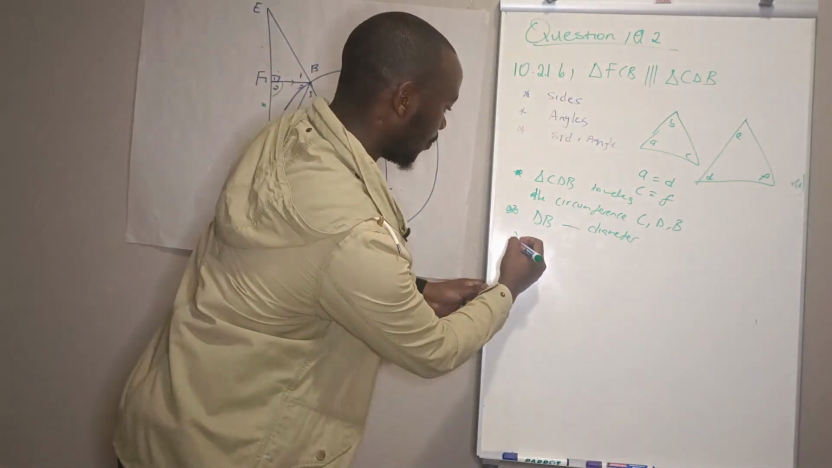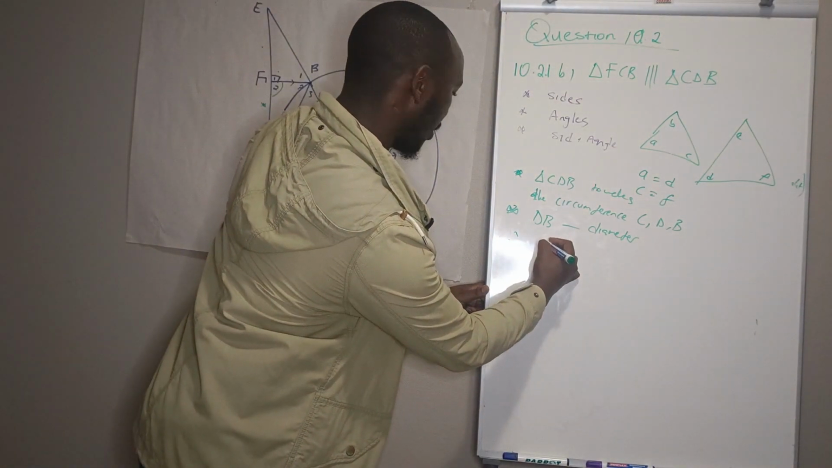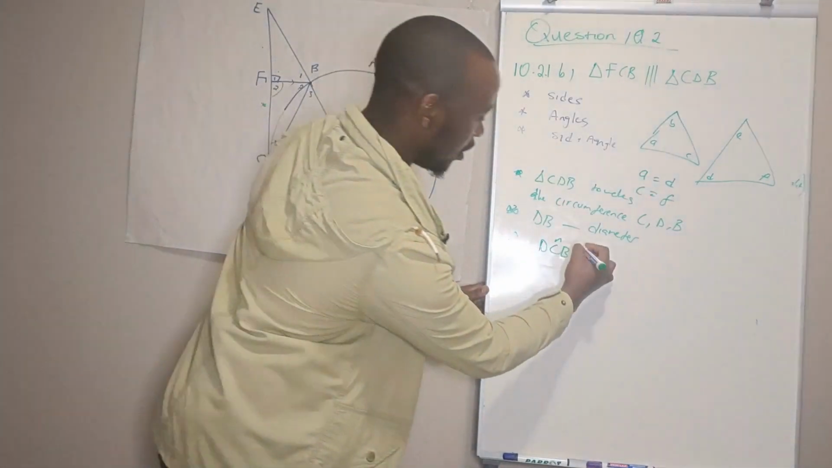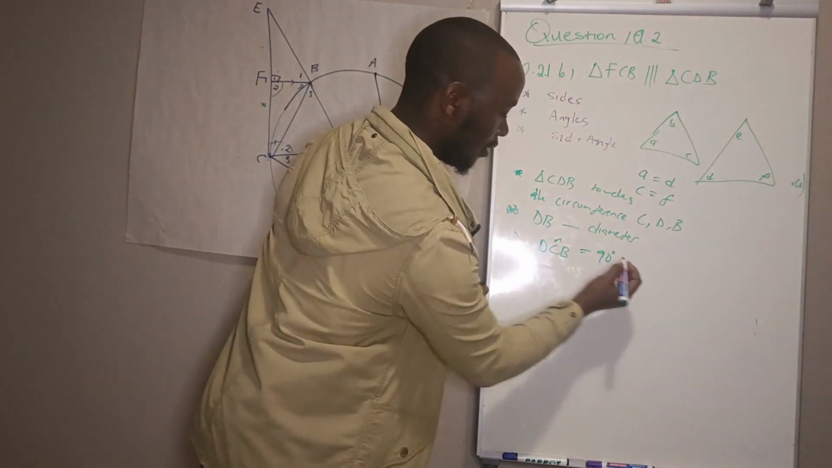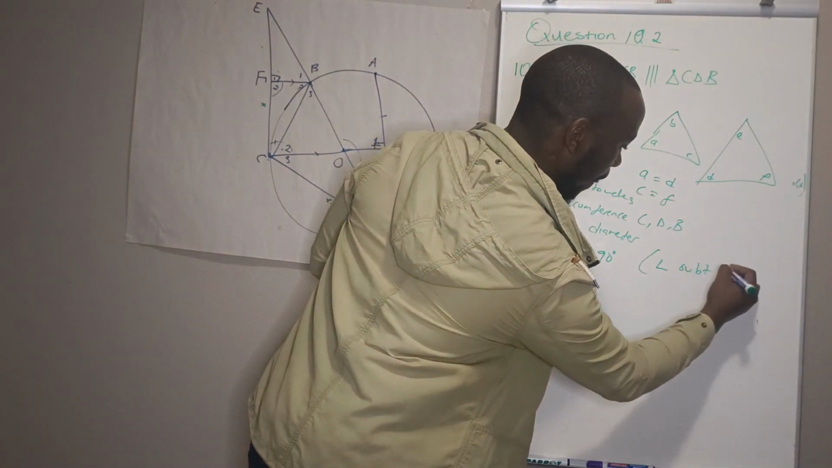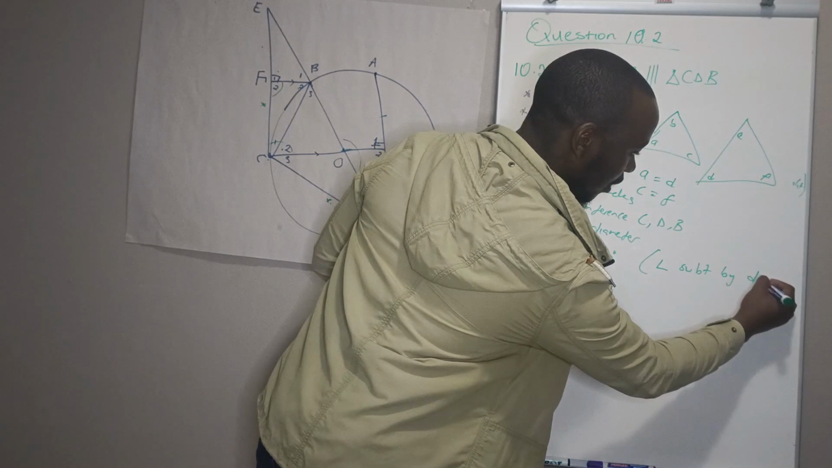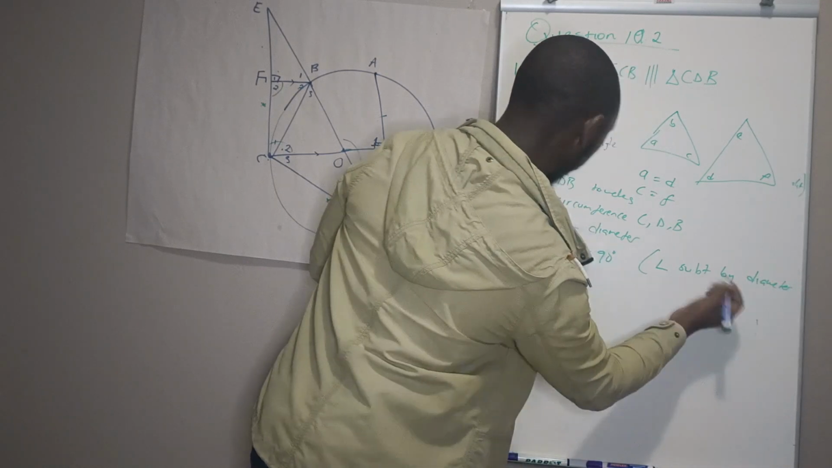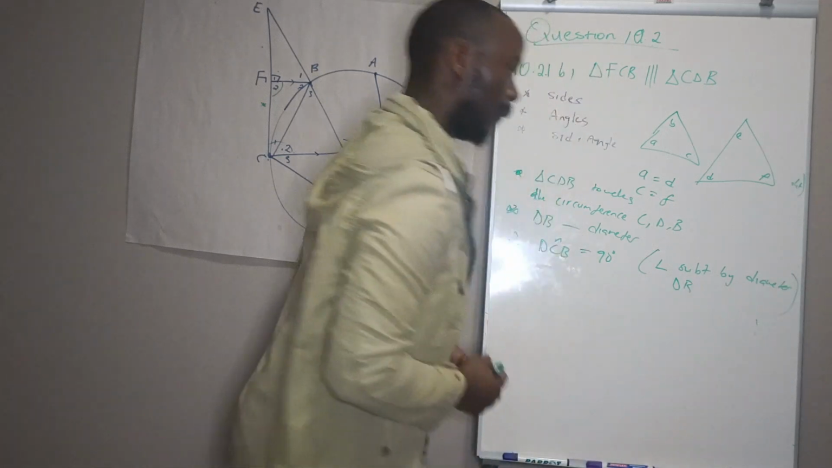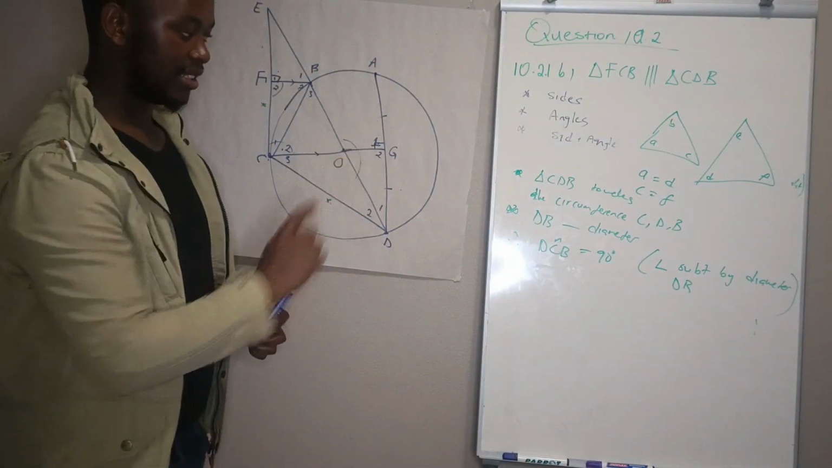So let's start. Therefore, the angle DCB should be equal to 90 degrees because it's the angle subtended by the diameter. What is that diameter? It is DB. Alright, that's the first angle.